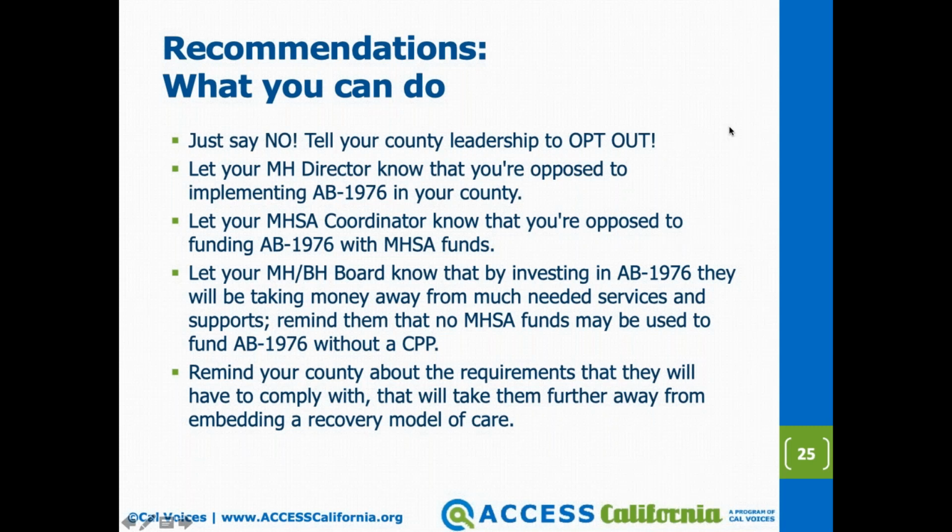You can definitely use your voice. Let your mental health director know that you're opposed to implementing AB 1976 in your county. You can also let your MHSA coordinator know that you're opposed to funding AB 1976 with MHSA dollars. Let your mental health board or your behavioral health board know that by investing in AB 1976, they're going to be possibly taking money away from much needed services and supports, and that MHSA funds are not to be utilized for AB 1976 without a community program planning process, a CPP.